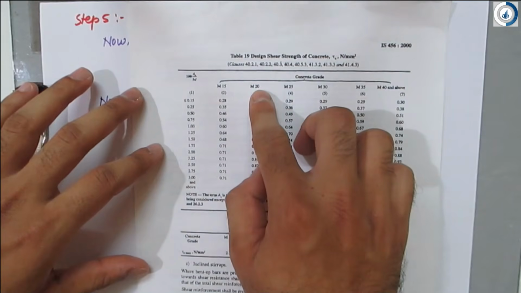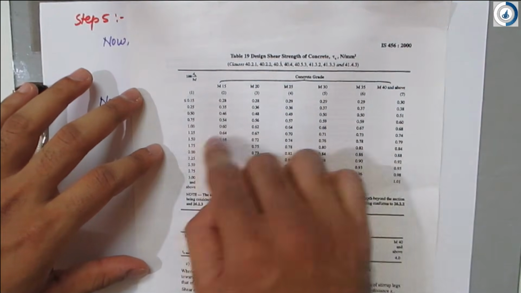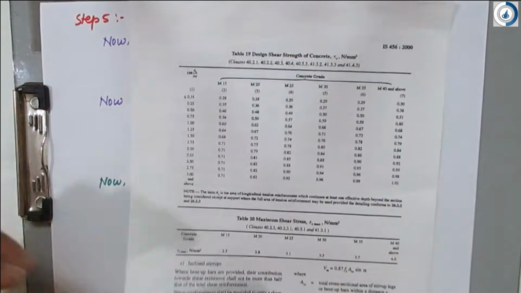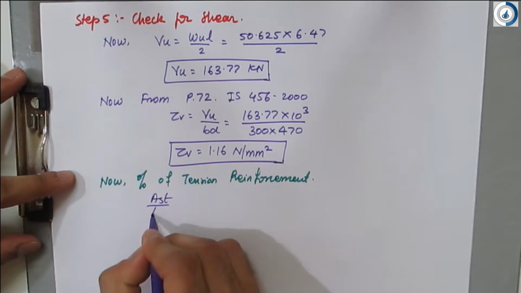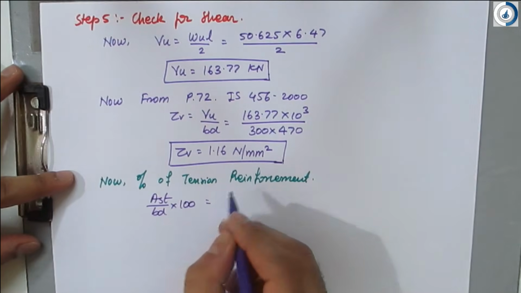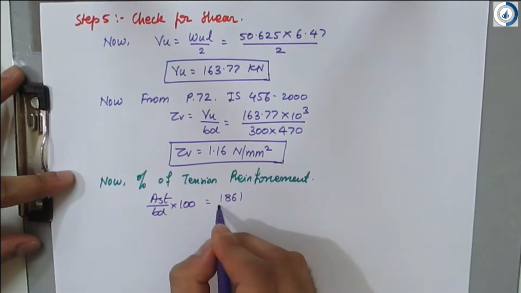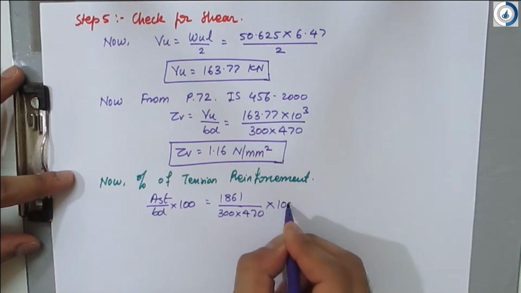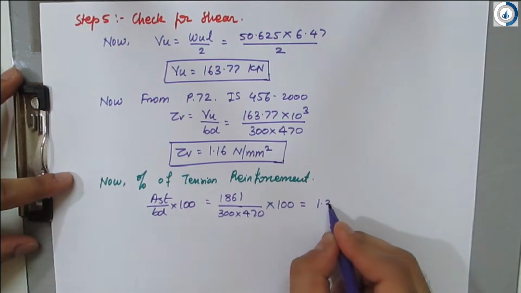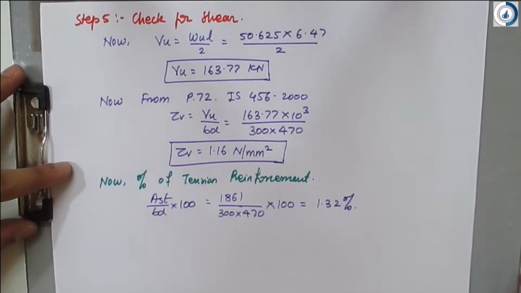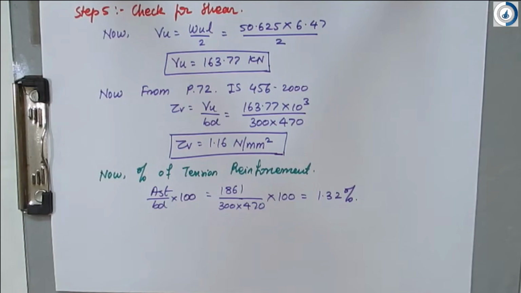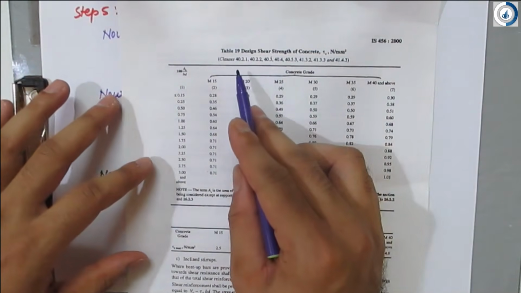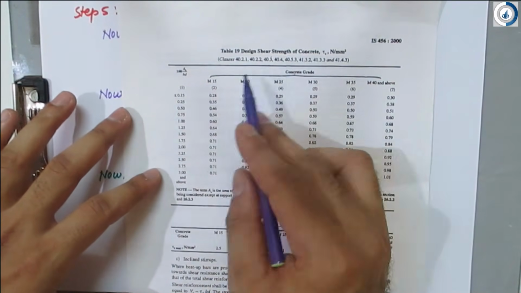And with the M20 grade of concrete, you have to see the values, interpolate, and get the value of tau C. Then you have to compare the value of tau V and tau C. AST by BD into 100. So the total AST was 1861 divided by B is 300, D is 470, into 100. So we'll be getting the percentage as 1.32%. And this is table number 19 on page number 73, the immediate page after nominal shear stress, which I had shown you. So from this you have to interpolate.